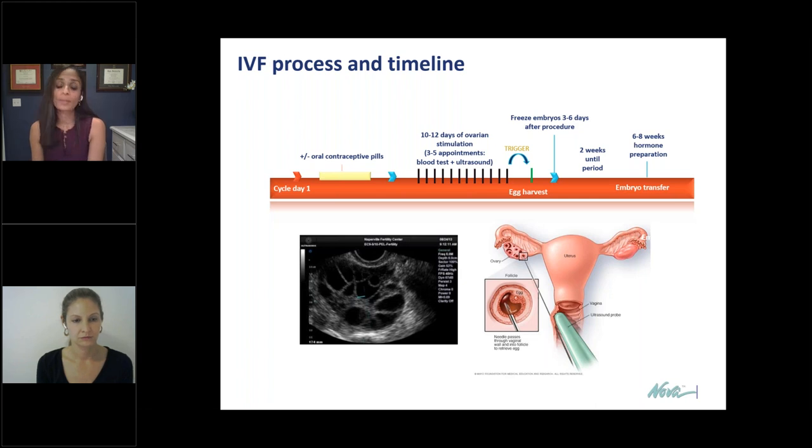And about 2 weeks later, a woman will have a menstrual period and all her physiology will return back to normal. Subsequent to the IVF cycle, a woman will then undergo an embryo transfer cycle. It takes about 6 to 8 weeks of hormone preparation to do that. And if the embryo transfer is successful, then typically the woman will undergo pregnancy monitoring with her IVF clinic.